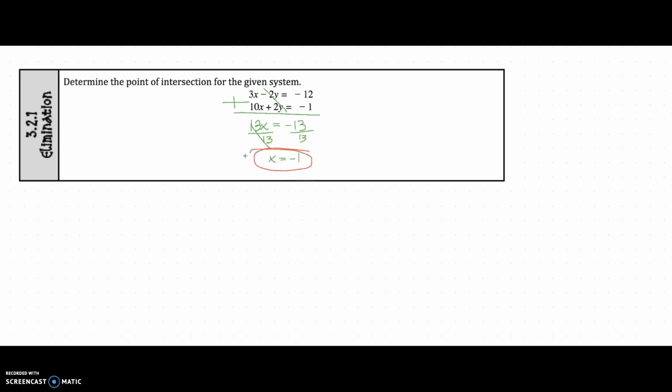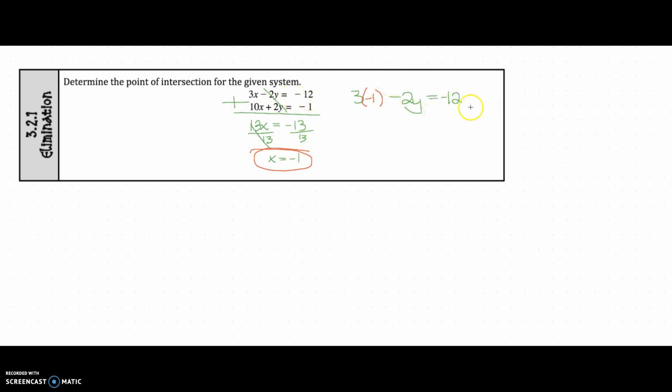But then I also need my y value. So anytime we're talking about a point of intersection or the solution, we also need a y value. So to get that, I'm going to take this and I'm going to plug it back into one of these two equations. It honestly does not matter which. I think I'm just going to do the top one. So I have 3 times negative 1, because we know that is x. And then we have minus 2y equals negative 12. So I just took the first equation and I plugged in my x value of negative 1 to get this.